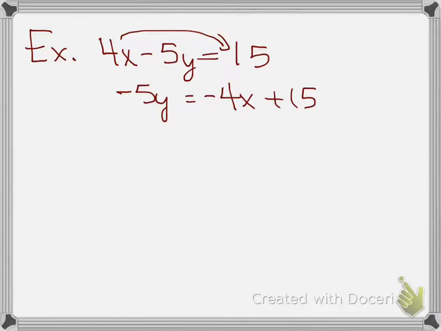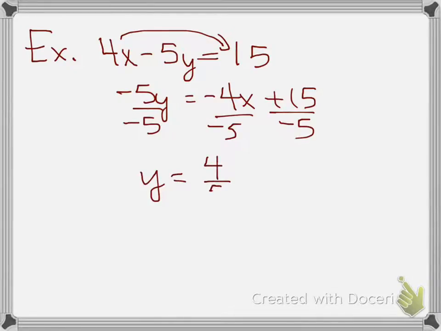Then I'm going to divide every single number by negative 15, or I'm sorry, negative 5, by negative 5, and you will get an answer of just a y. Negative divided by negative is positive. 15 divided by negative 5 is negative 3. So that tells me start at negative 3 and then go up 4 and 5 to the right.